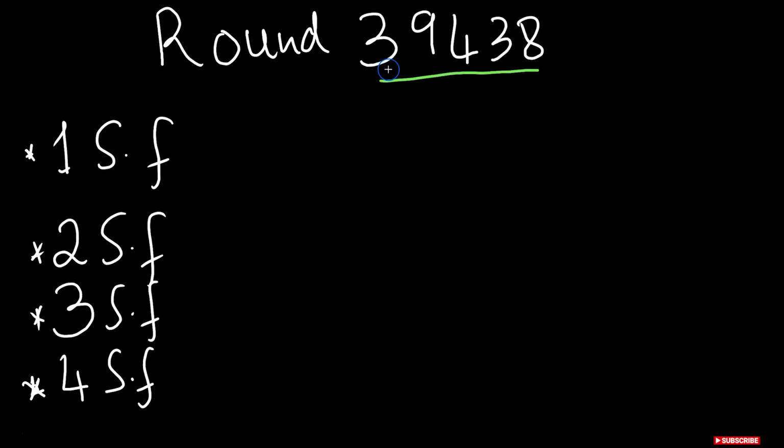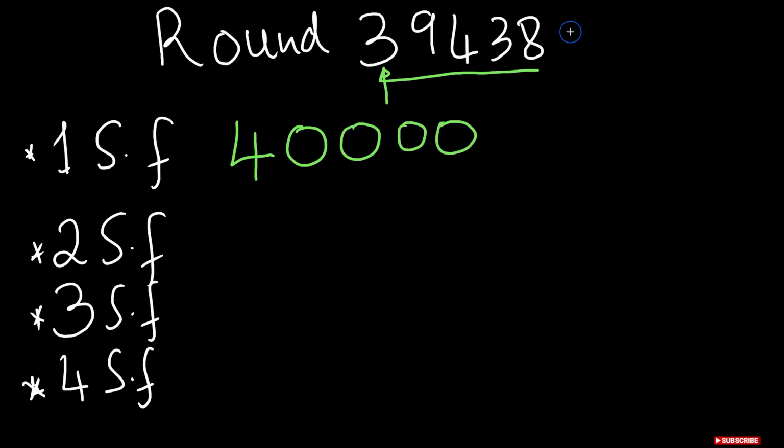The rest needs to be 0. So the number I want to round is this one. The next number is 5 or more. Yes, this becomes 4. So I have 3 becomes 4 and 1, 2, 3, 4 figures, they become zeros. So I have 4 zeros.